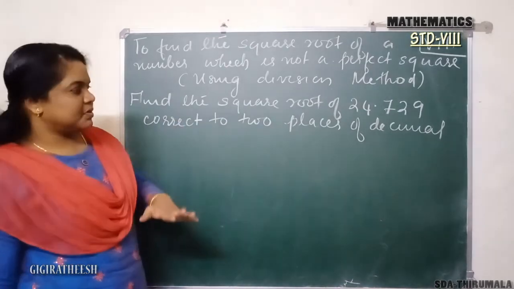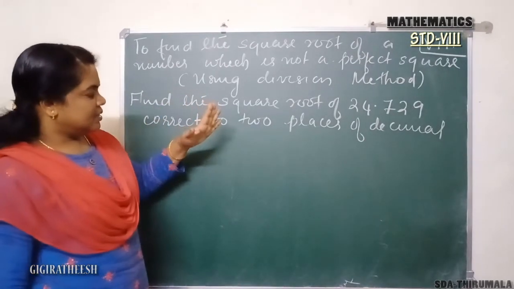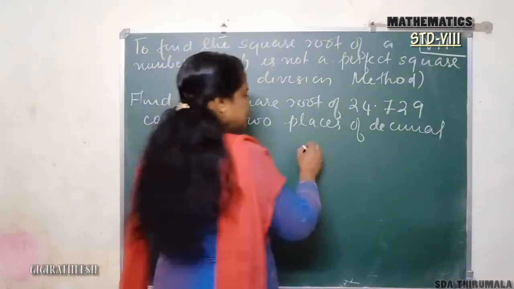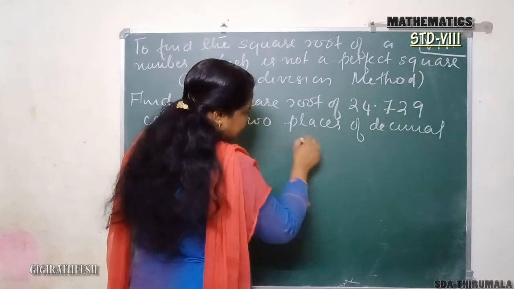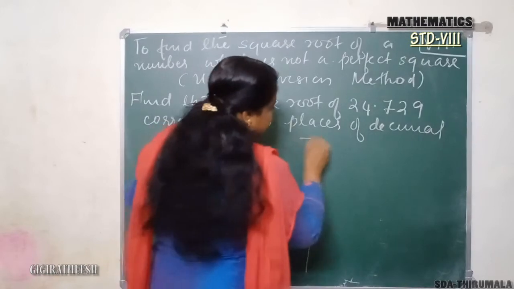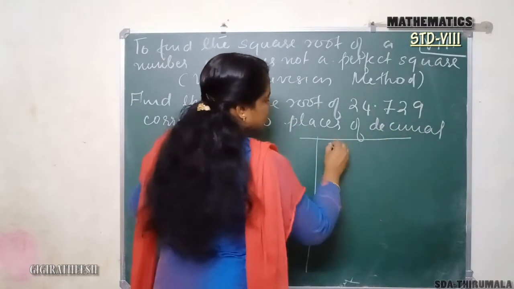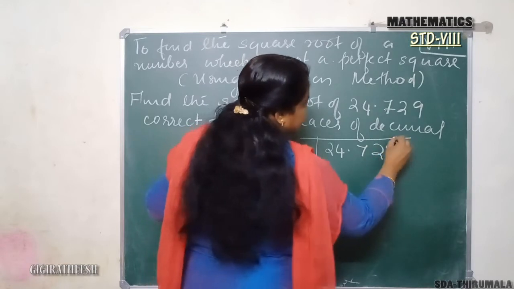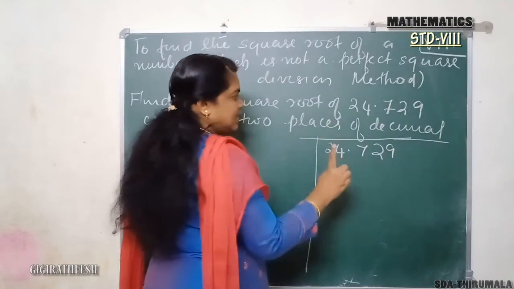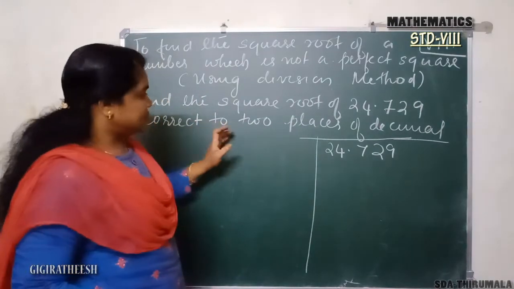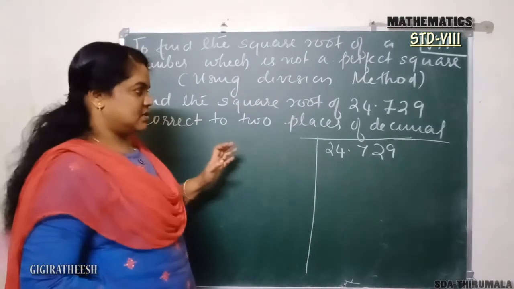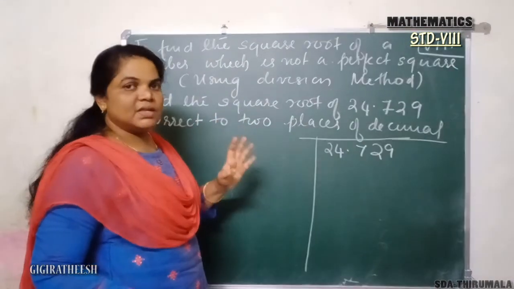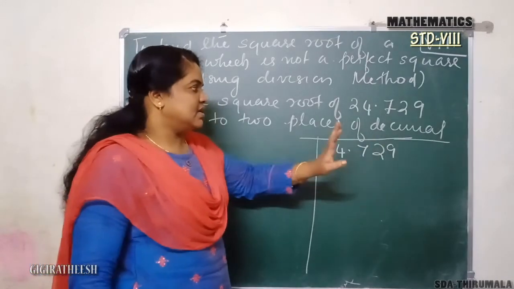This is not a perfect square, so we use the division method, as in the previous case. We have 24.729, and we need the answer correct to 2 decimal places, so we need 3 decimal values after the decimal point.